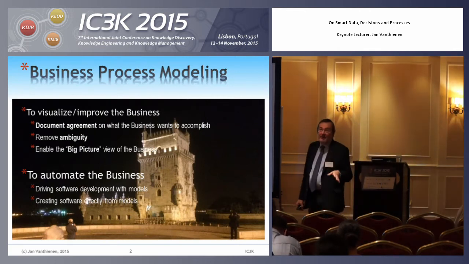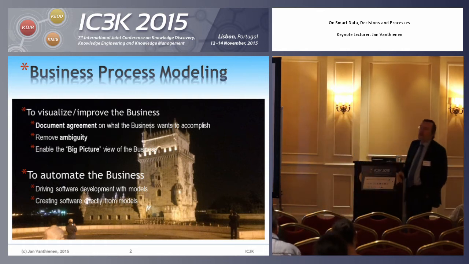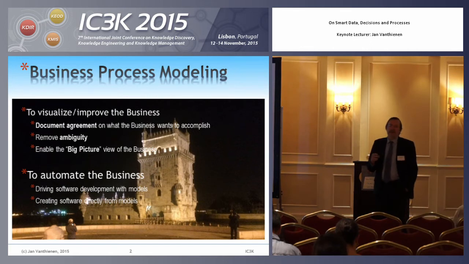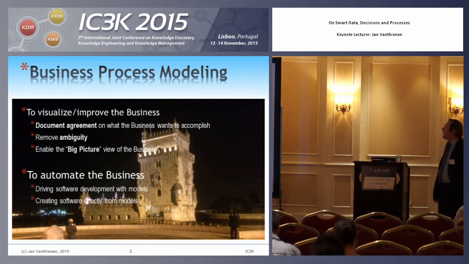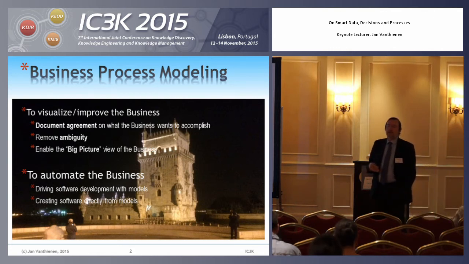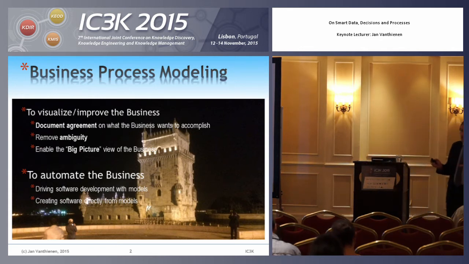The talk is about processes and decisions and how these two can be combined. Of course, let's start from business process modeling and what we try to do in it. We try to visualize the business, to improve the business, to explain how the business works, to document it, remove ambiguity. And if everything goes well, we try to use this model to automate the business, to transform, for instance, BPMN, business process modeling notation, to an execution language, to automate the business processes, which is a nice thing to do.